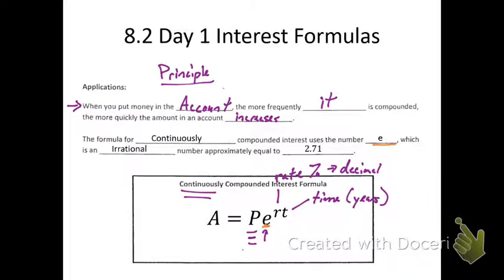Okay? So let's say I had $1,000 and it was getting compounded continuously at a rate of, let's say, 5%. 5% means the rate would be 0.05. Don't forget, if you're going from percent to decimal, you move the decimal to the left twice. And that's where I got this from, okay?